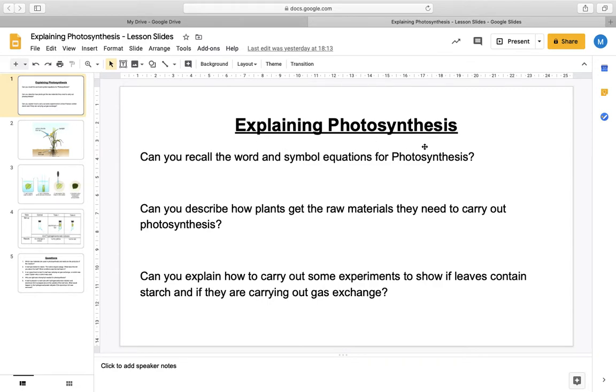By the end of the lesson you should be able to recall the word and symbol equations for photosynthesis. You should be able to describe how plants get the raw materials they need to carry out photosynthesis, and you should be able to explain how to carry out some experiments to show if leaves contain starch and if they are carrying out gas exchange.